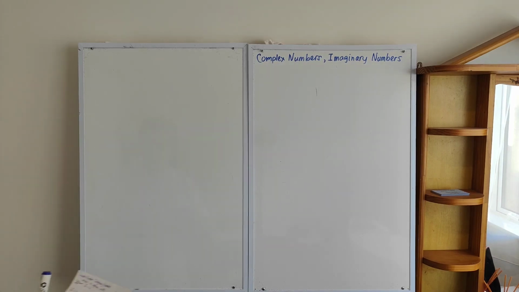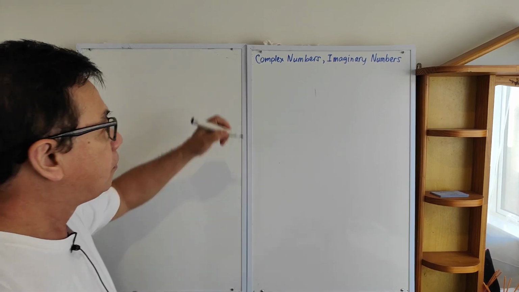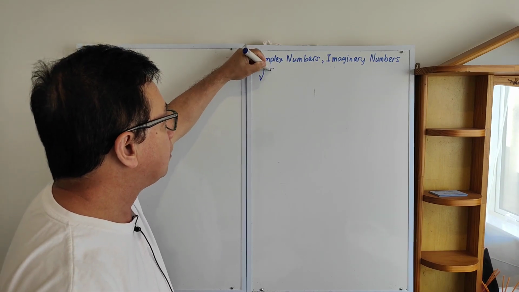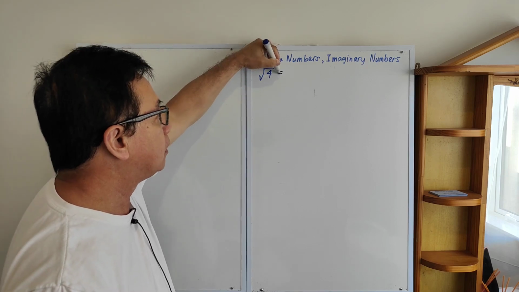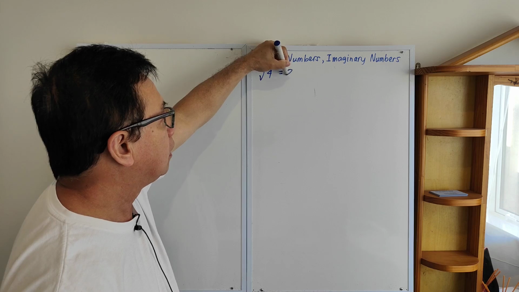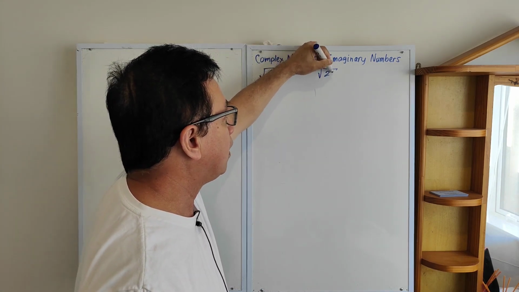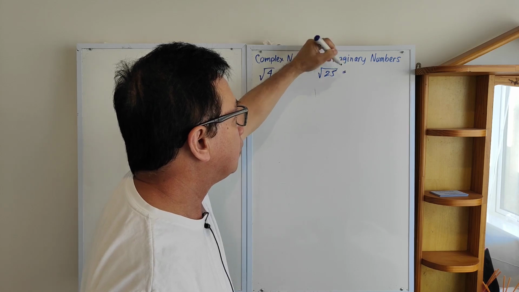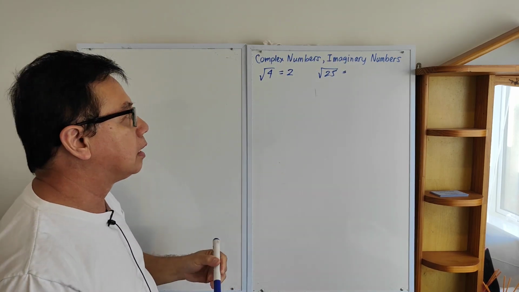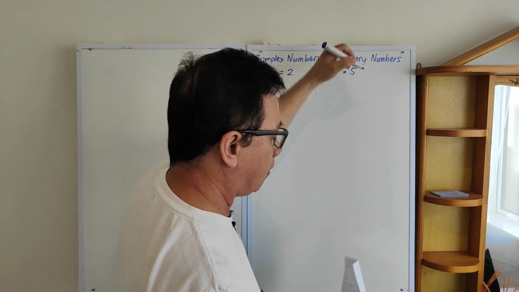Before we start on our topic, we'll just have a short review on square roots. For example, the square root of 4: you have to think of a number multiplied by itself to get 4. So that would be 2. Another example is the square root of 25. You need to think of a number that, if multiplied by itself, would be equal to 25. So that will be 5.